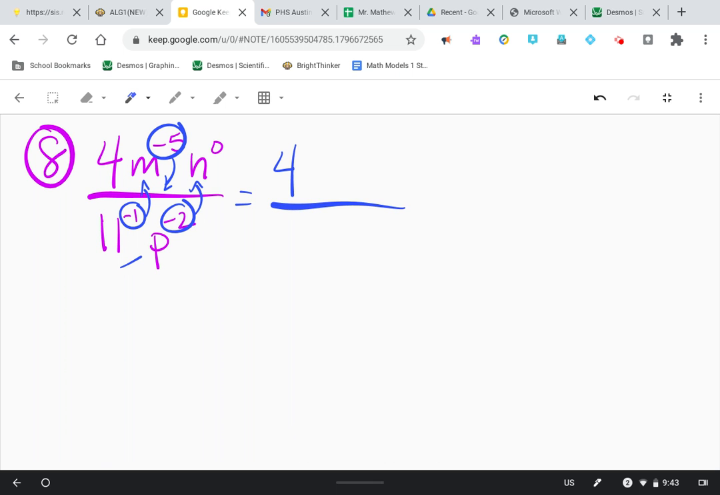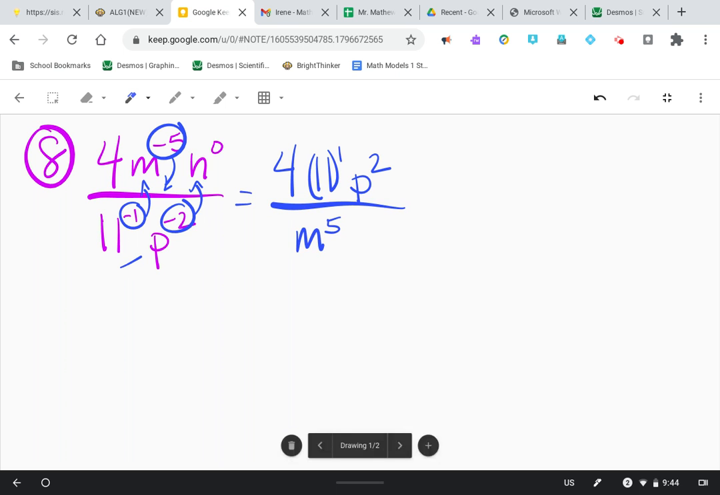So let's rewrite everything that's going to switch. The 11 is going to come up and be 11 to the 1st power. P is going to come up and become p to the 2nd power. M is going to move down and become m to the 5th power. And the 0 is going to become a 1. And we don't need to write that.